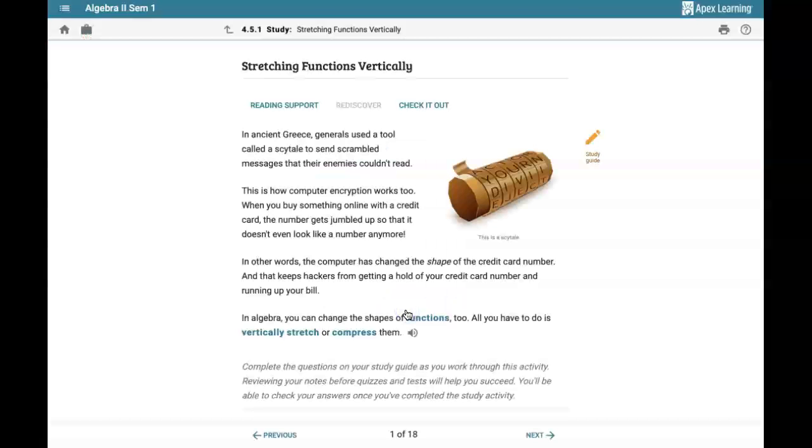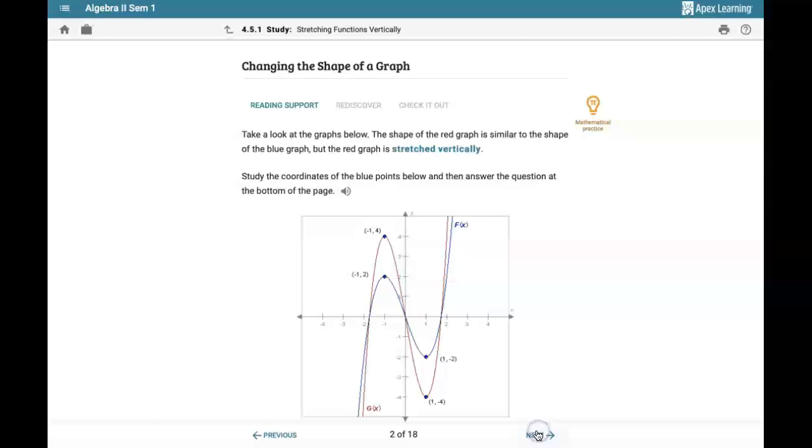All right, for the study here, it's talking about starting with credit cards, saying that you can encode or encrypt credit cards, and that's how, when you type in your code, people don't automatically get your information. How that relates to algebra is that we can do this to functions as well. We can encode or change the shape of the graphs, make the graphs look the way we want them to look, and understand how to go back and forth from there.